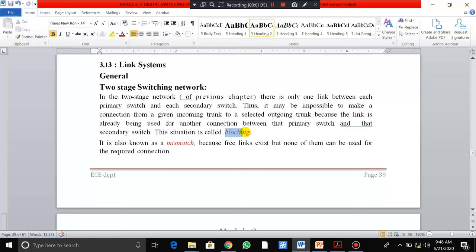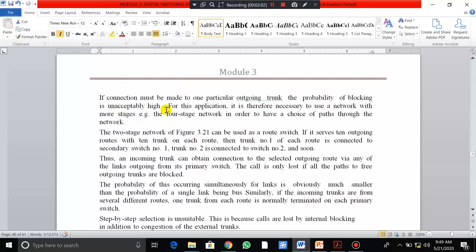I'll repeat. If you establish a connection between primary and secondary switches and the link is already being used, that situation is called blocking. It is also known as mismatch, because free links exist, but none of them can be used for the required connection. That's the reason it is called a mismatch or blocking condition. So if the connection must be made to one particular outgoing trunk, the probability of blocking is unacceptably high.